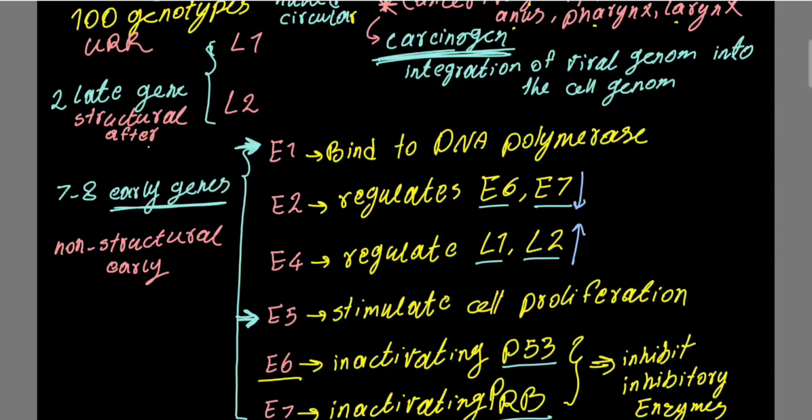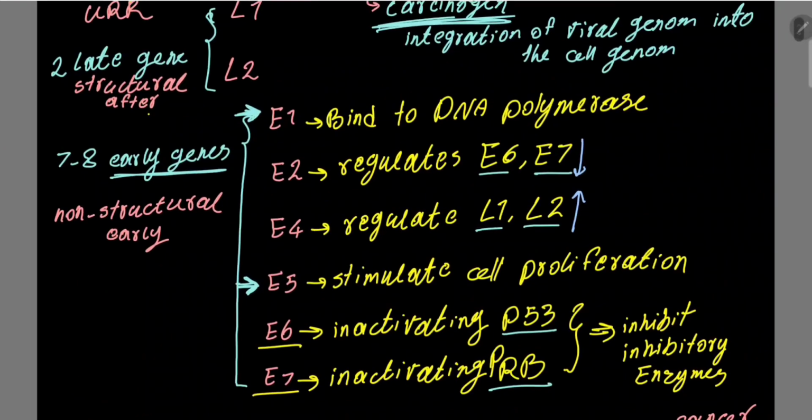The non-structural ones are E1, E2, no E3, E4, E5, E6, and E7. Now we're going to discuss their parts. E1 is the place that DNA polymerase is going to attach to. E2 is the regulatory region for E6 and E7. It actually downregulates them, meaning E6 and E7 in normal conditions would be transcribed, but E2 is going to downregulate them, meaning inhibit them.